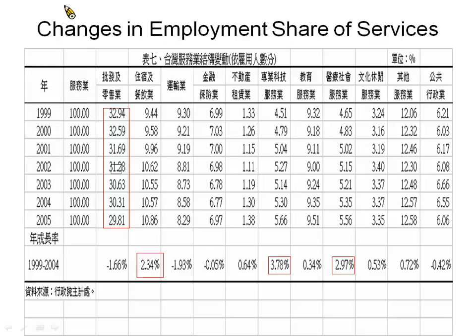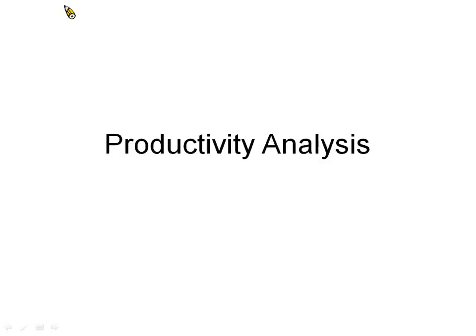Okay, and of course another one here that remains pretty stable, but has the potential to improve, is the education sector. And the other one is the so-called culture and recreation sector. Okay, that's only 3%. Okay, that's the service sector.